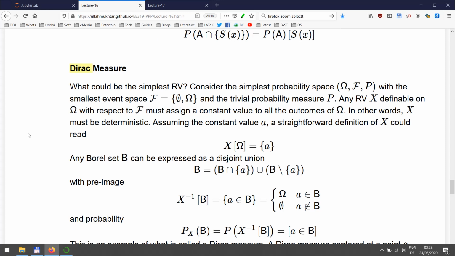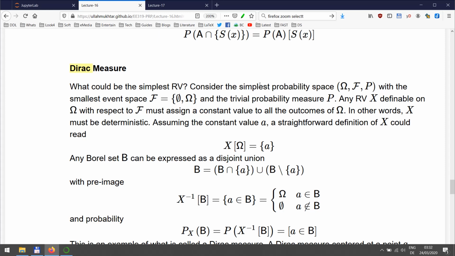So let's start again with the Dirac measure, or Dirac distribution. Why do I start with this? It is the simplest thing you can imagine. It's not even a random variable. Mathematically, it does qualify as a random variable, but actually it is not.